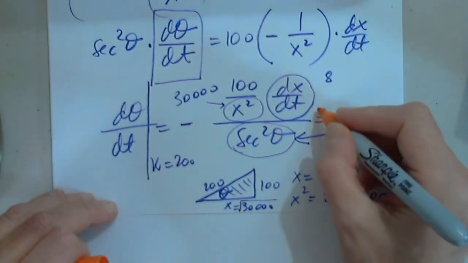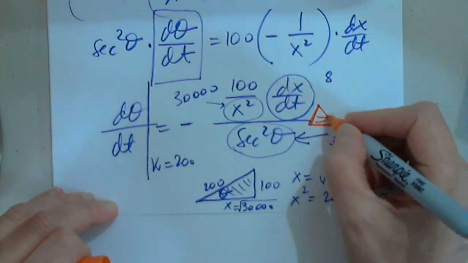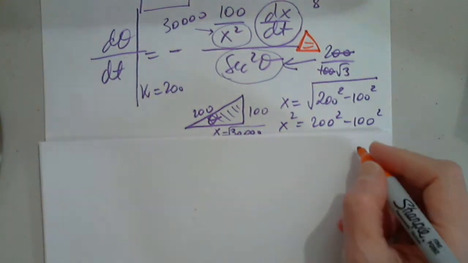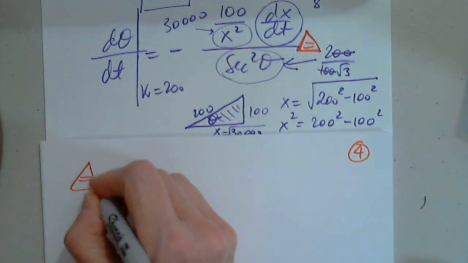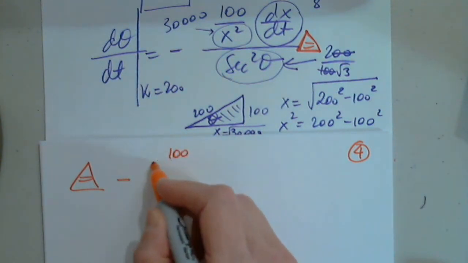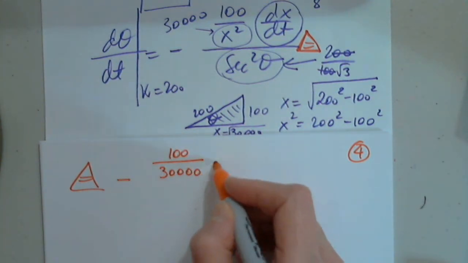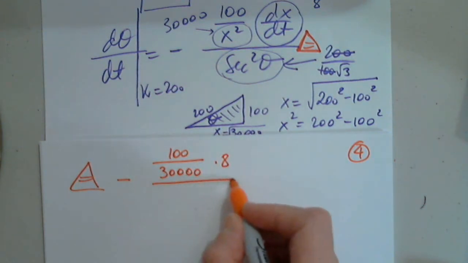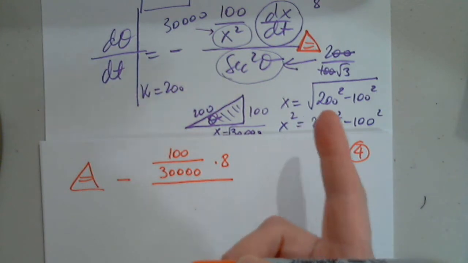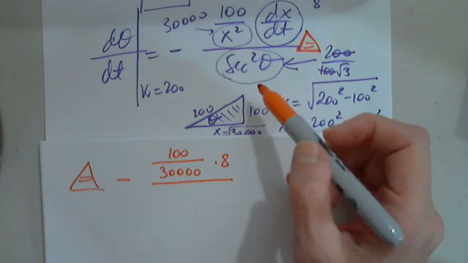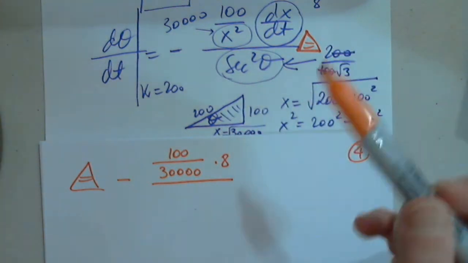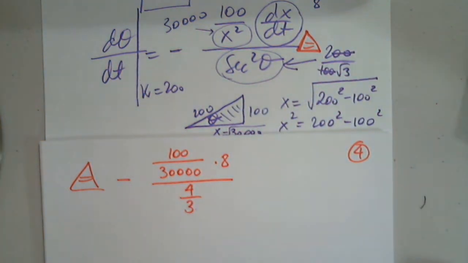Okay, so then I'll continue from here with the triangle. On page 4, here's the triangle, it continues here. So we have negative, and I'm going to write all of them again: 100 divided by 30,000 multiplied by 8, everything divided by 2 over the square root of 3. And it is squared, right? So 200 over this, that's correct, but it's squared. So 4 divided by 3.